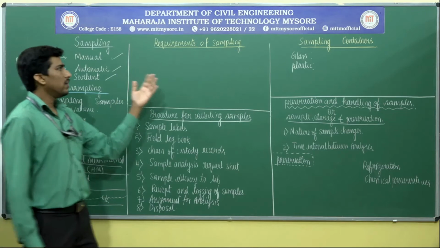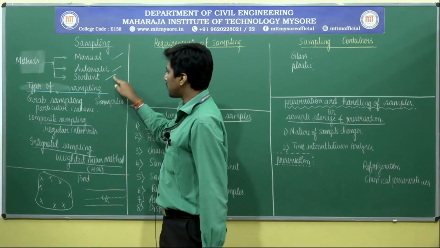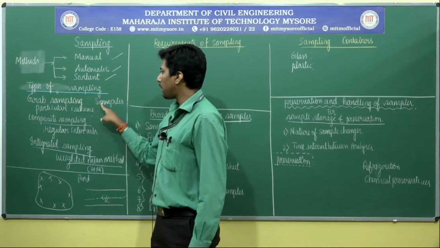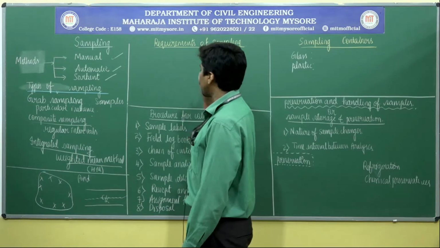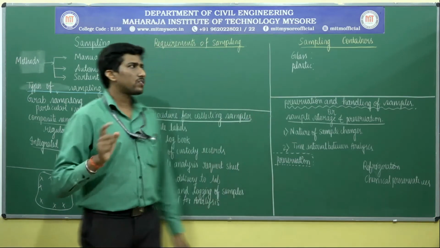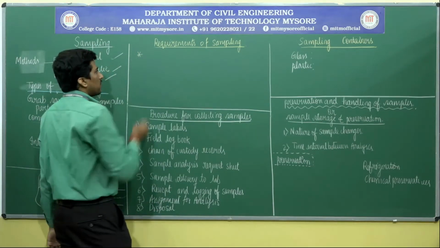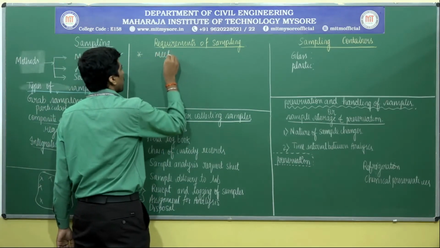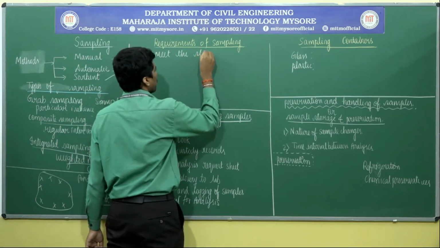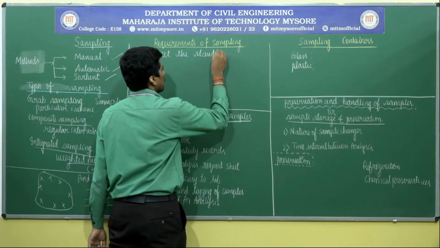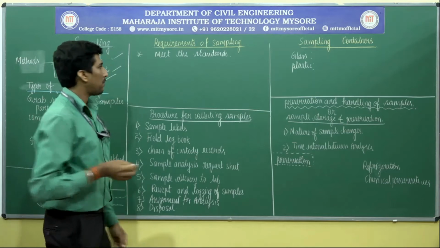Next, what are the requirements of the sampling? I hope you have understood manual, automatic and sorbent sampling. The next is the grab sample, composite and integrated samples. Here, what are the major requirements of the sample? First, the most important requirement is that it has to meet the standards. That means standards which have been set for the collection of the samples.